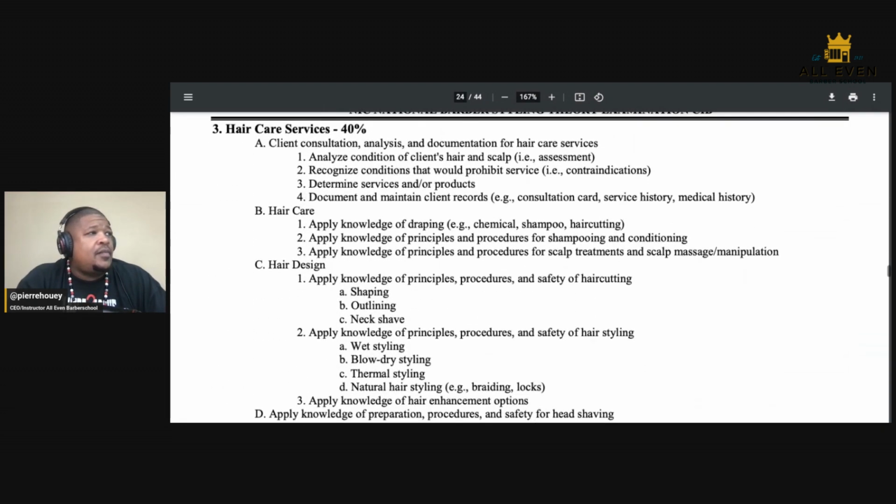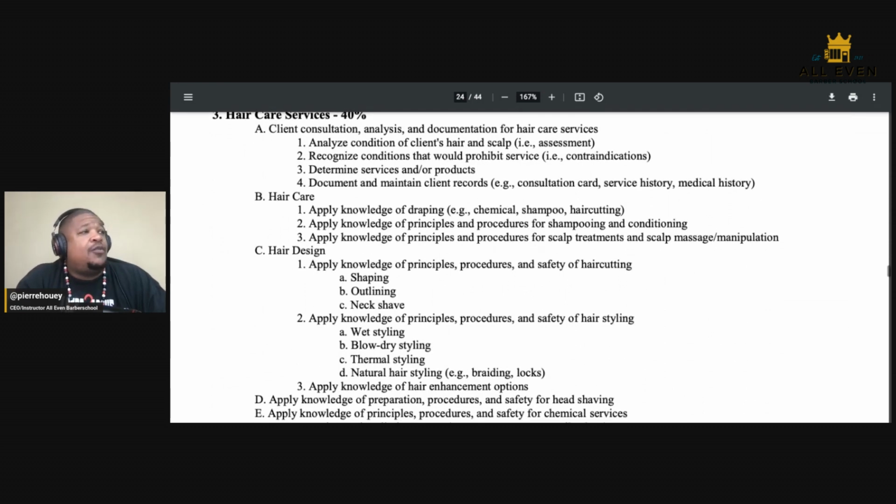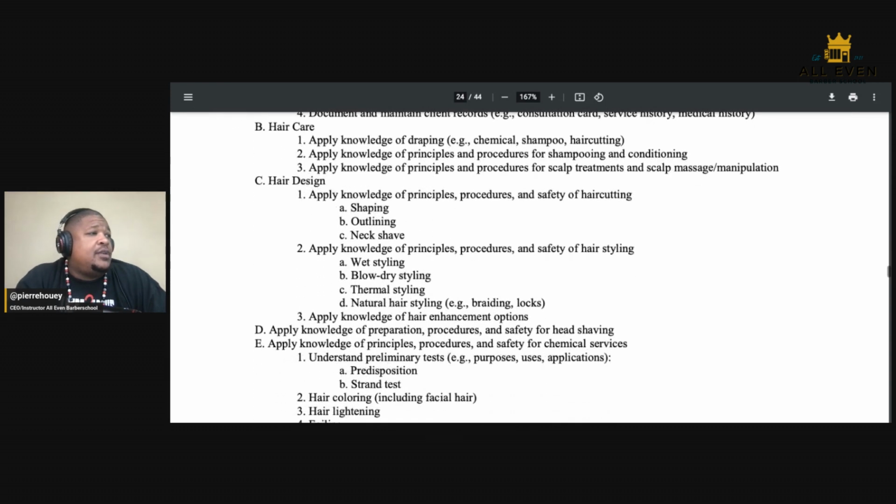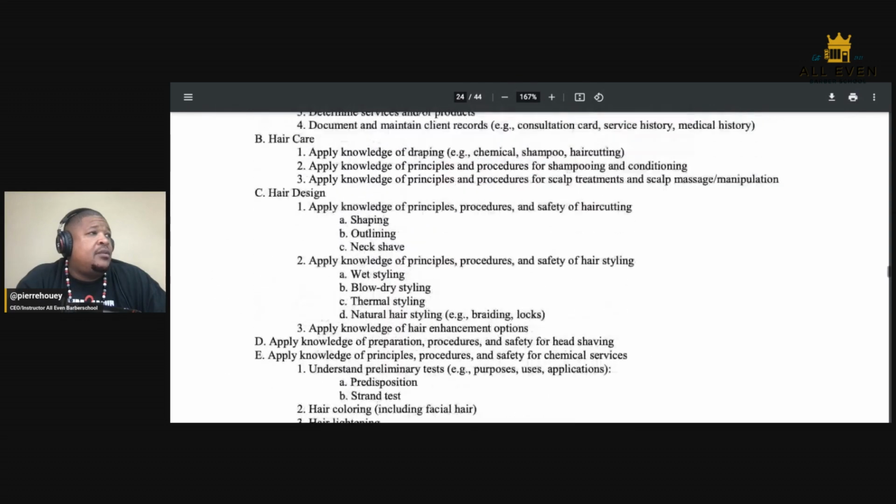Okay. Part 3, hair care services, 40%. That is the biggest percentage of what you need. The biggest percentage out of the 110 questions, it is 40%. All right. This is the second most failed part, meaning people miss the second most amount of questions within this one. But by far, scientific concepts is the most missed, consistently missed questions. All right. Part 3, hair care services. You got A through E.